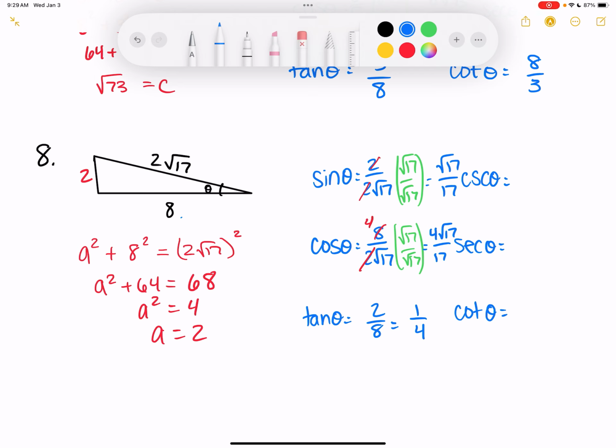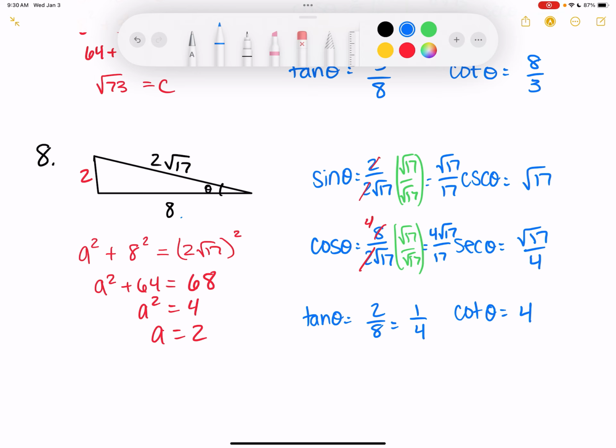So then cosecant, since you've already canceled stuff, it's not going to change when you flip it. It's not going to all of a sudden not cancel. So you can just go ahead and write this as the square root of 17, because that would be the square root of 17 over 1. Secant is going to be square root of 17 over 4. And cotangent, since we've already reduced, I would use the reduced one, so that's just going to be 4 over 1.